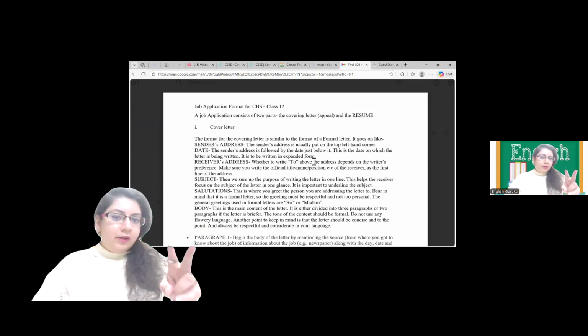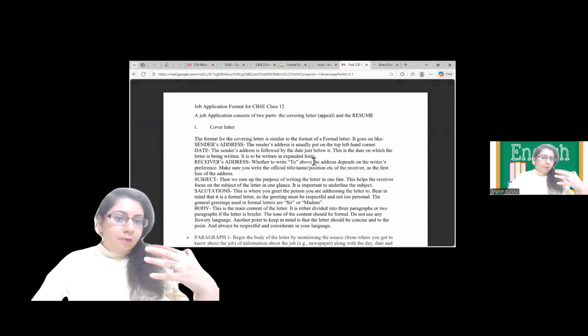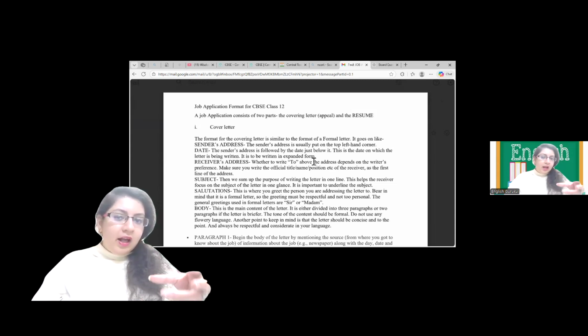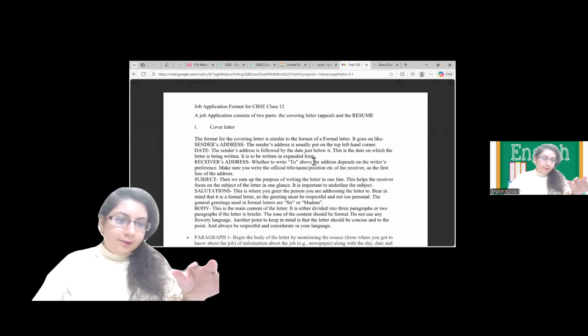Then we come to the third part, which is the receiver's address. Whether to write 'To' above the address depends on the writer's preference. Make sure you write the official title, name or position, etc. of the receiver as the first line of the address.